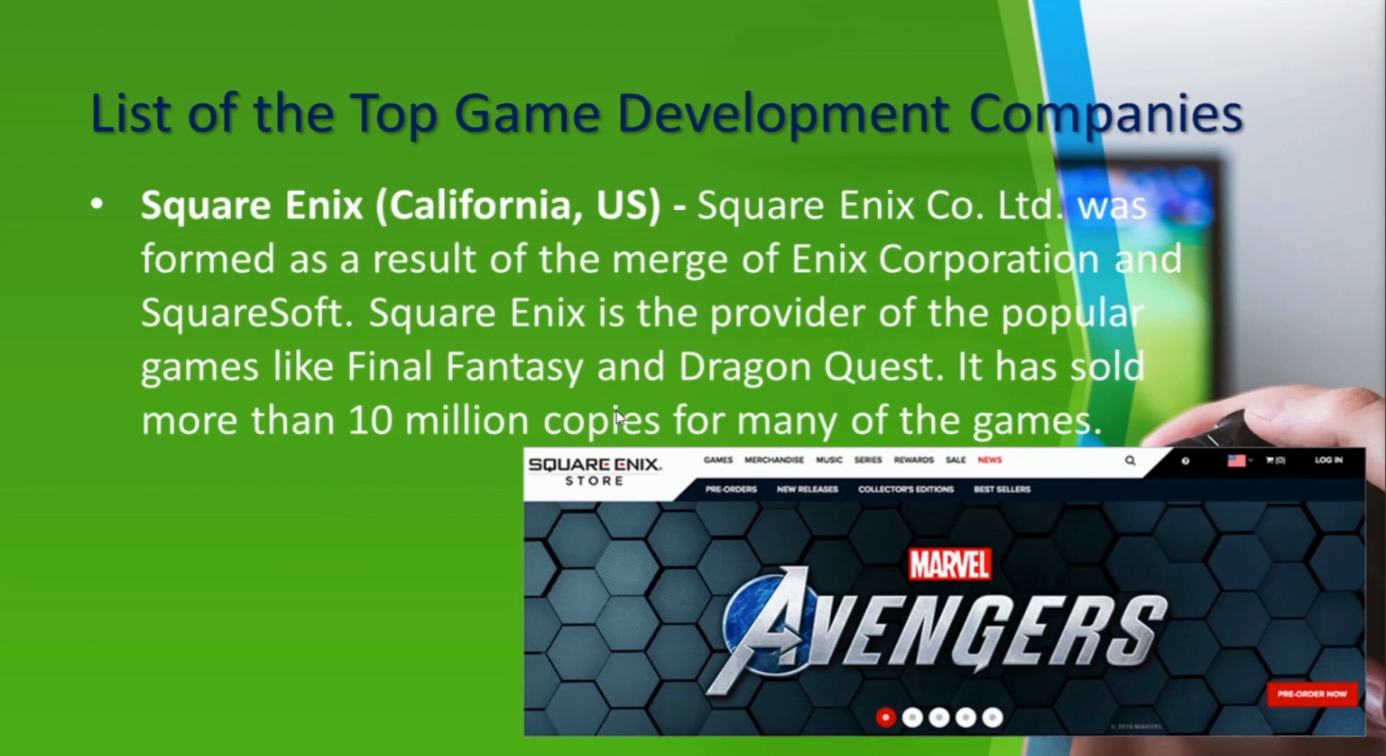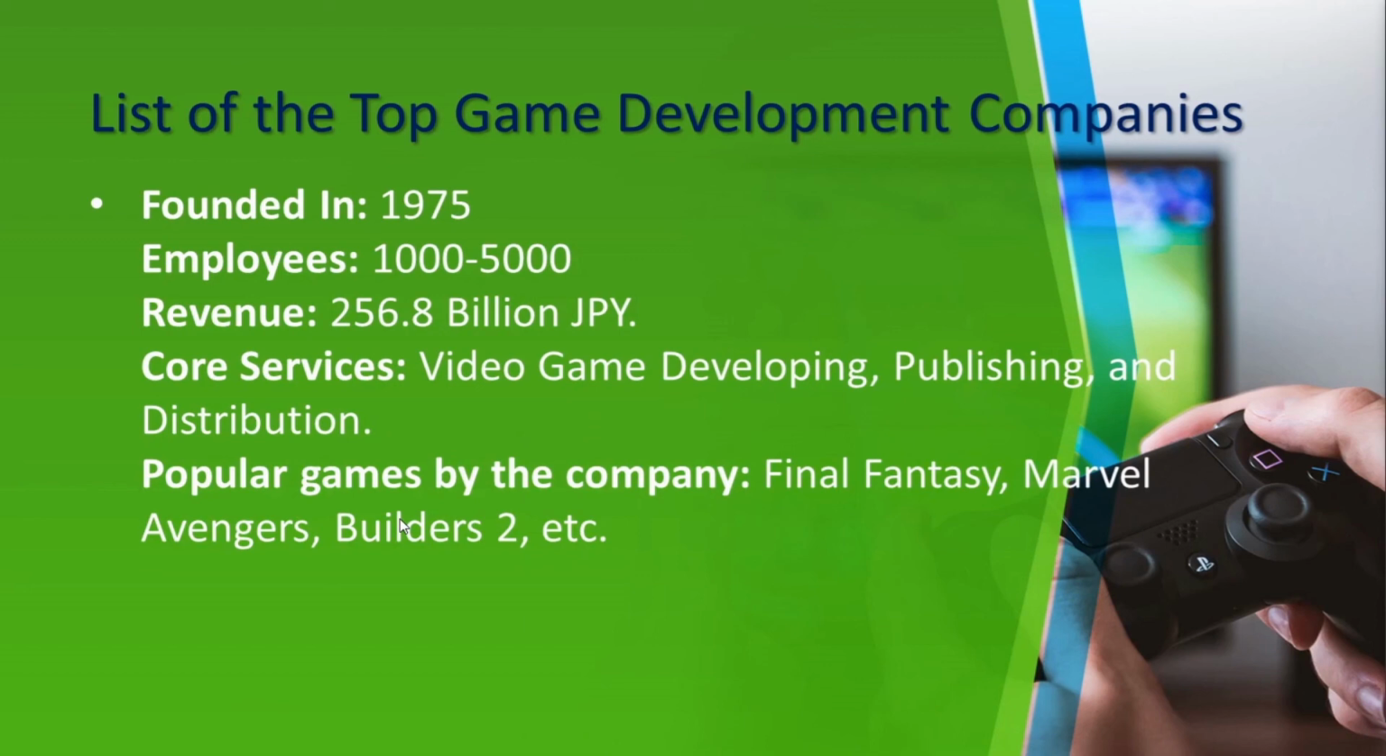Square Enix Corporation was formed as a result of the merger of Enix Corporation and Squaresoft. Square Enix is the provider of popular games like Final Fantasy and Dragon Quest. It has sold more than 10 million copies for many of the games. So it was founded in 1975. Employees will range from 1,000 to 5,000. Its revenue is 256.8 billion Japanese yen. So its core services will be video game development, publishing, and distribution. So popular games by the company will be Final Fantasy, Marvel's Avengers, Builders 2, etc.